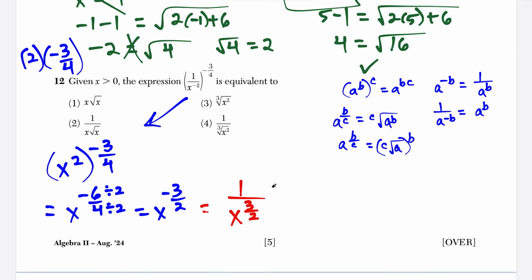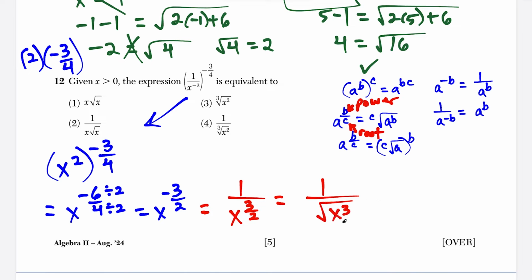And then from here, what we're going to do is rewrite this as 1 over, and we're using this definition here for rational exponents. We have power over root. Since the exponents in this form are in the form power over root, the 2 root is really the square root. So we have the square root of x to the 3rd power.